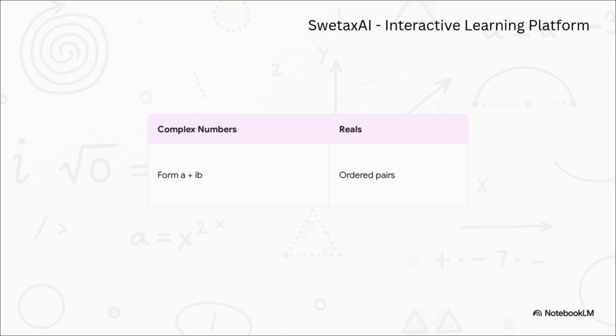Take our first example, 3 plus 4i, which became the ordered pair 3, 4. On our 2D map, that tells us to start right at the center origin, go right 3 spaces, and go up 4 spaces. Simple, right?